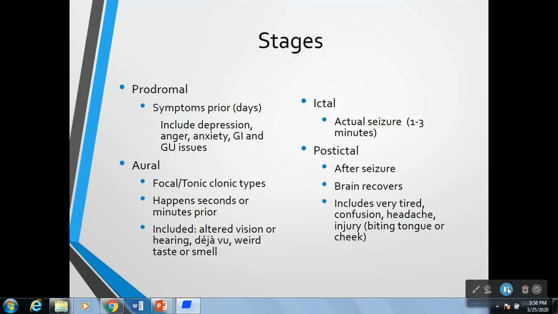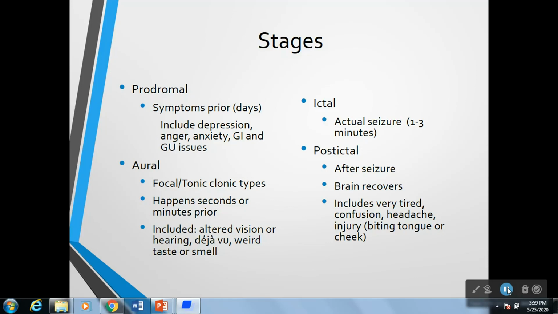For aural, this may not happen with all seizures. This is usually with the focal or tonic-clonic seizures. This can happen seconds to minutes prior to a seizure. So it's very important as a nurse, if you are taking care of a patient who's had seizures, ask them if they've ever had any auras before, because that will usually let the patient notify the staff that they're about to have a seizure. This can include altered vision or hearing, a deja vu moment, a weird smell, or a taste.